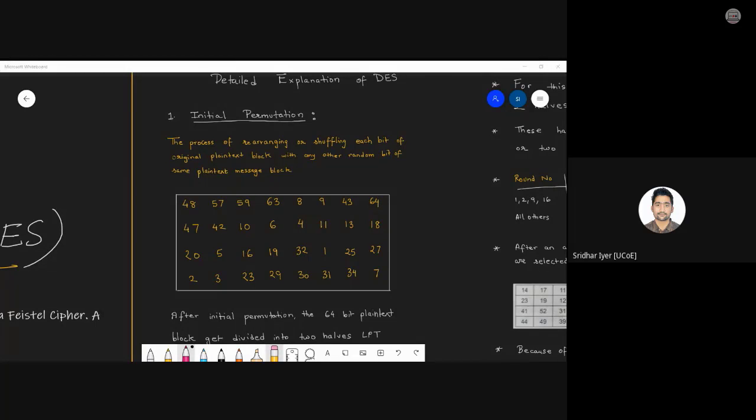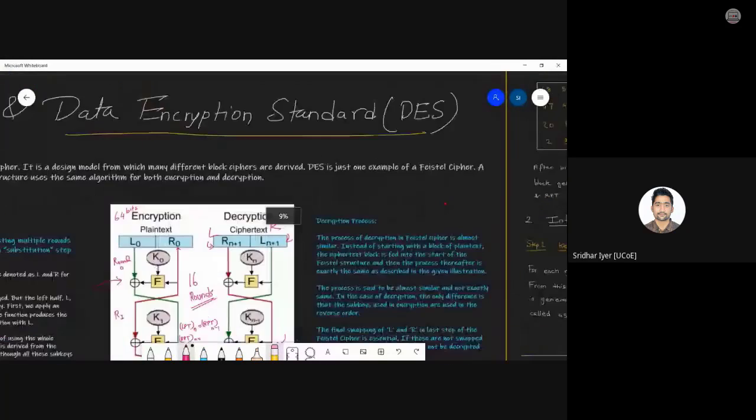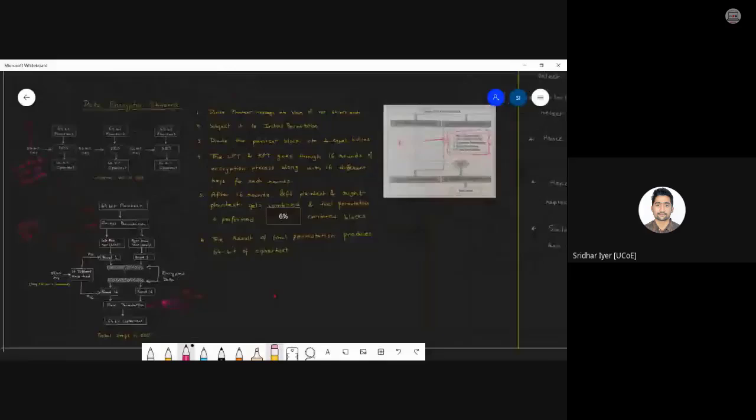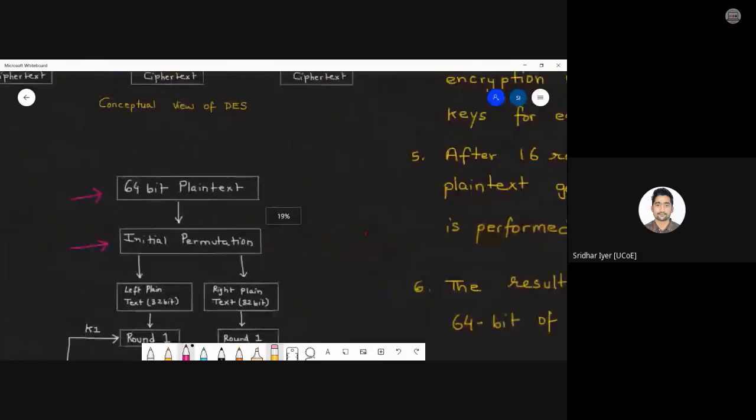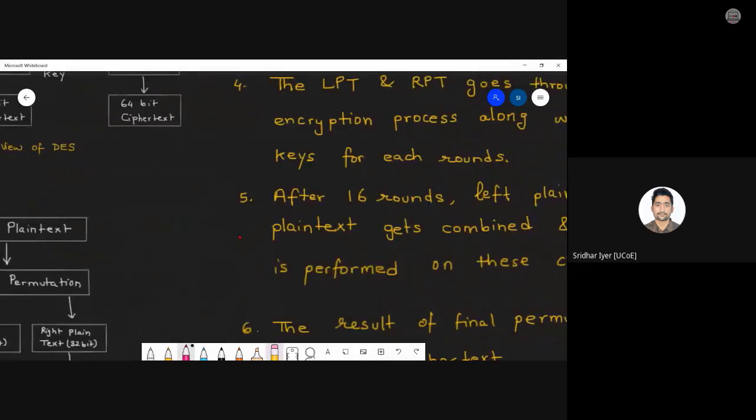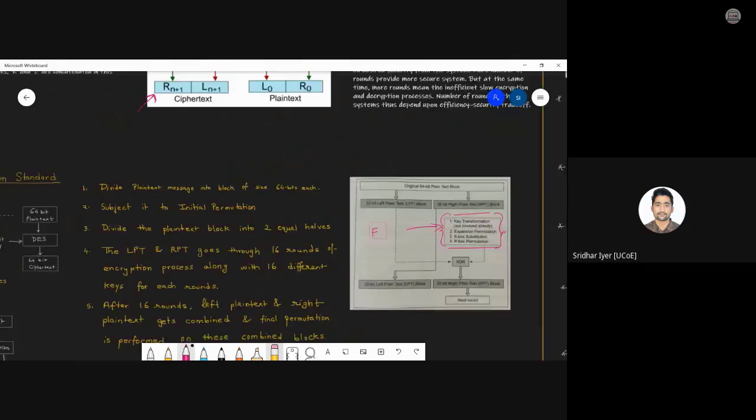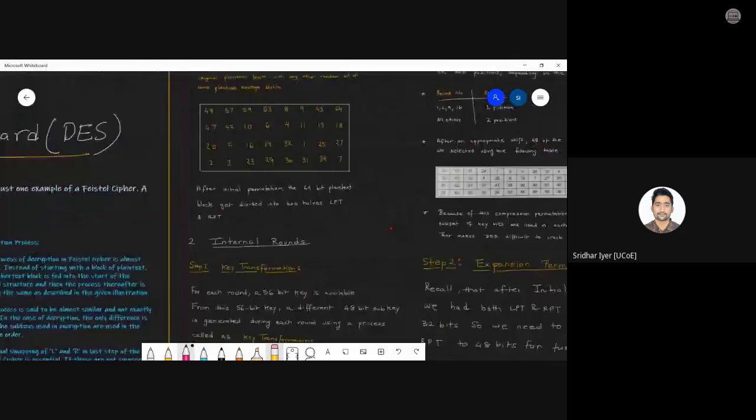The initial permutation. If you check this diagram, what is happening is the 64-bit plain text is subjected to an initial permutation. So what are we doing here? What we are doing is we are dividing the plain text into two parts, LPT and RPT, right? So this is the same process. What we are doing is based upon some table, based upon some value, we are changing the positions.